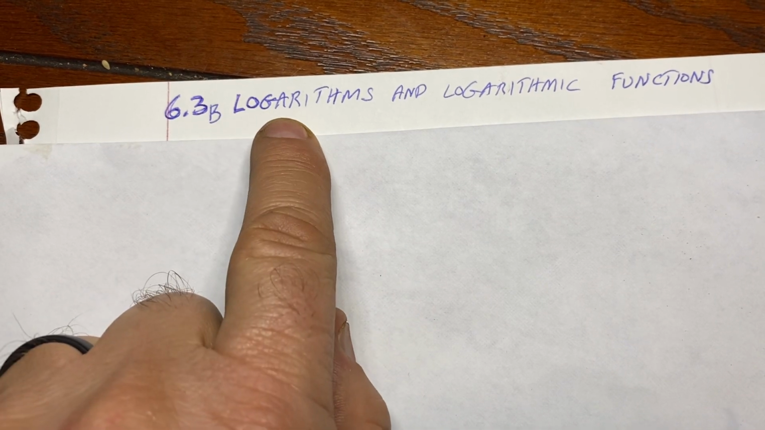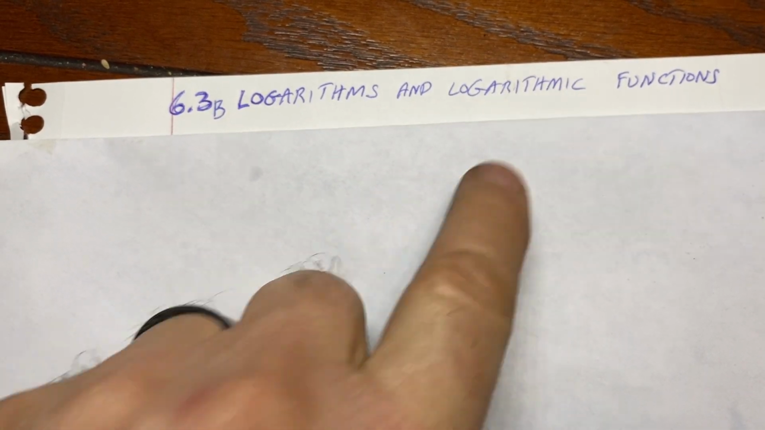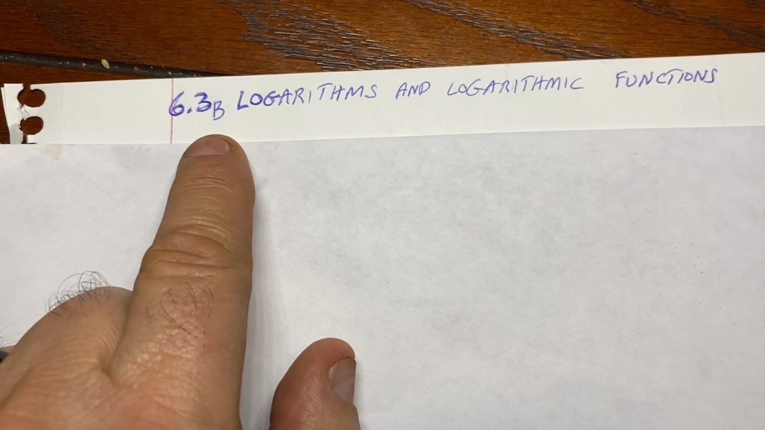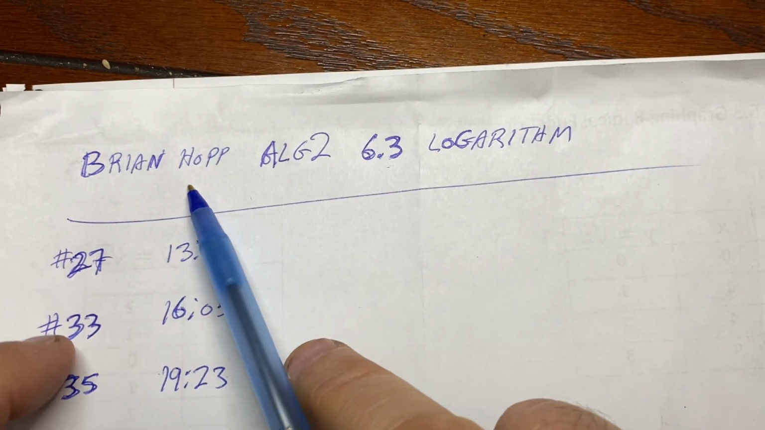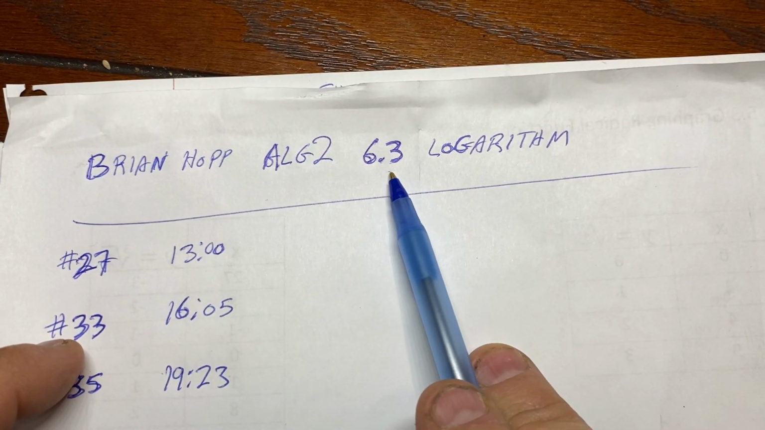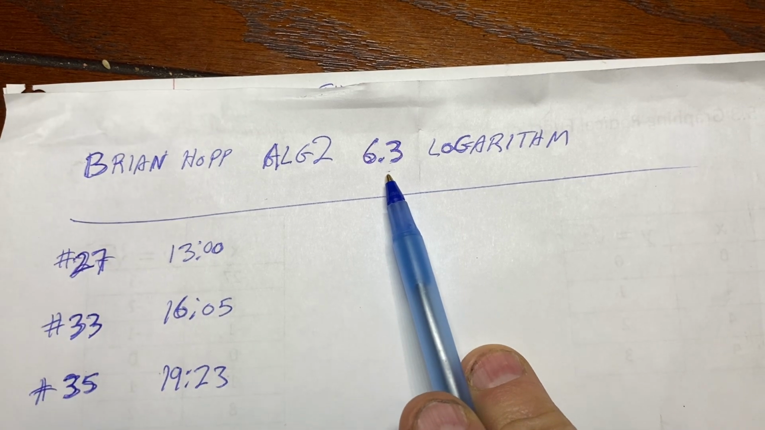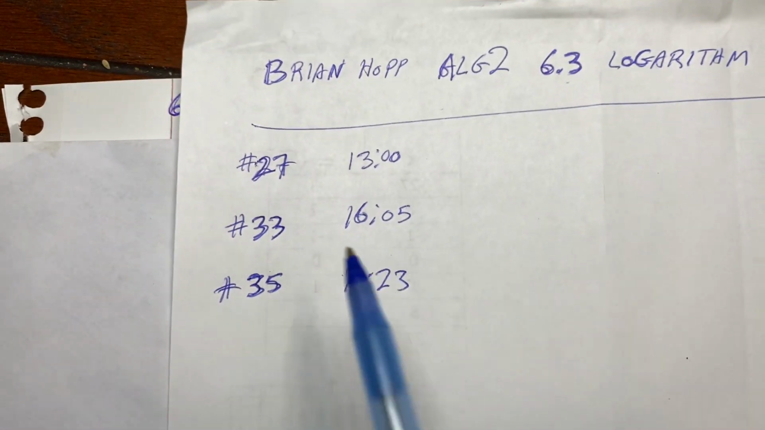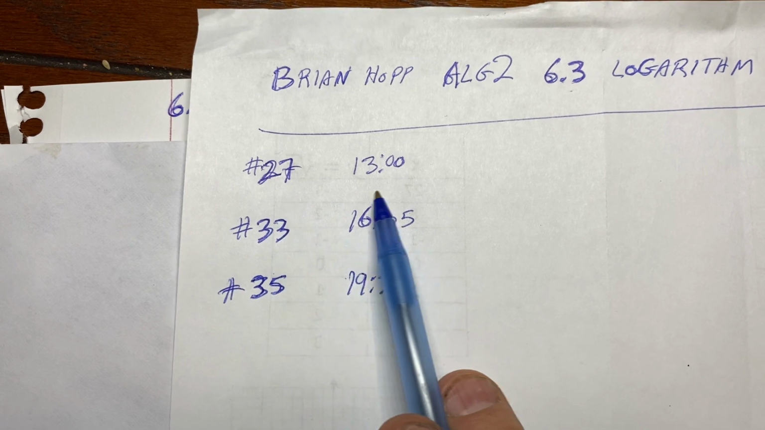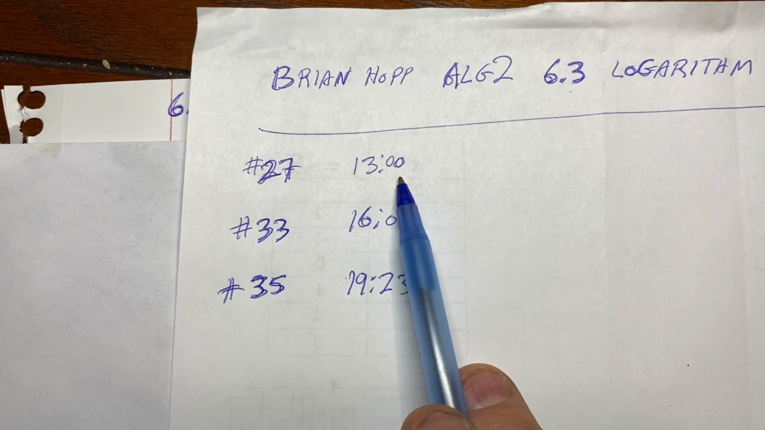6.3b, Logarithms and Logarithmic Functions. So this is part B. If you want to go back to 6.3, the first part, you can go back to that, and that will show you question 27. That's at timestamp 13 minutes flat.